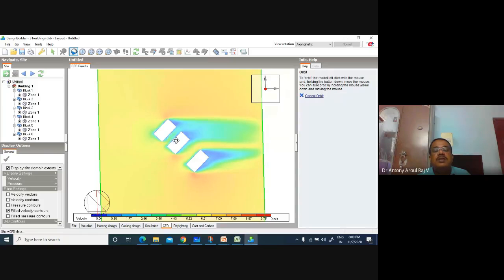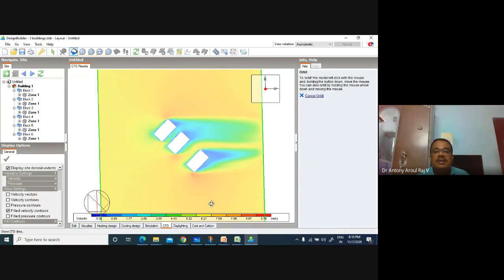If you have two buildings closer like this, you can see the air is not moving inside. That will be like a hot pocket, so pressure will be less, and the ventilation and air circulation will be less. So I think you should avoid closer buildings like this. Like that you can do it, and you can do it for a complete street also.